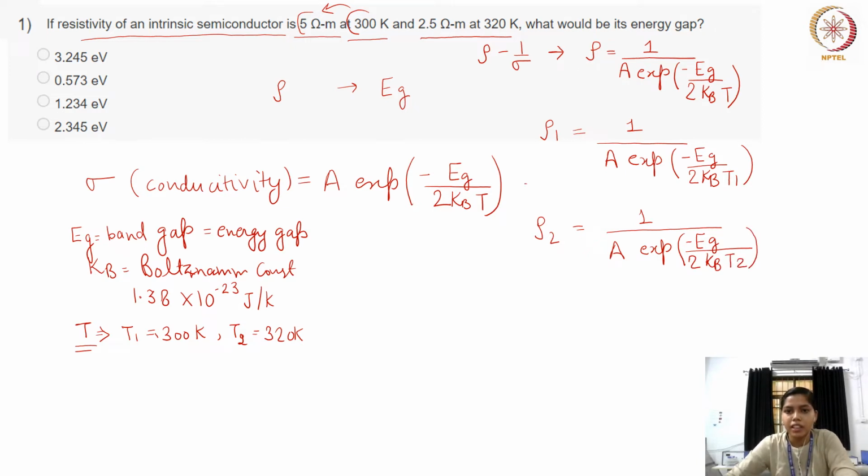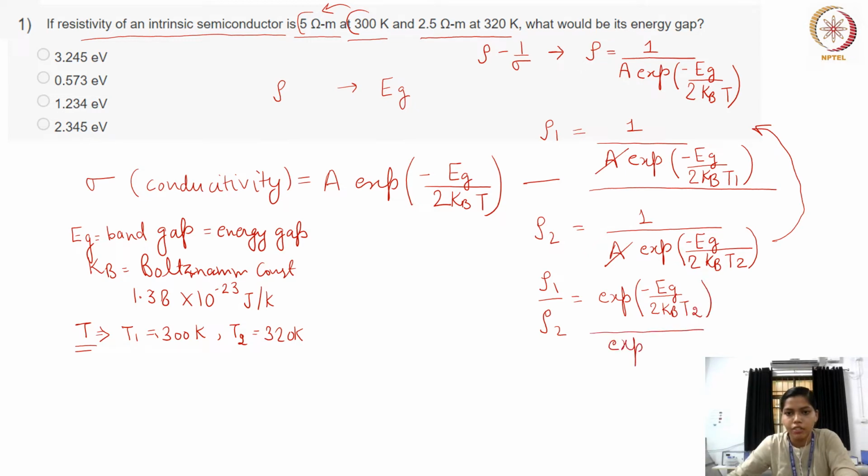So if I divide rho 1 by rho 2, rho 1 divided by rho 2 will be equal to, since A is a constant, that will be cancelled out, and this term goes on the upside, so it will be exponential of minus Eg divided by 2kB T2 divided by exponential of minus Eg divided by 2kB T1.